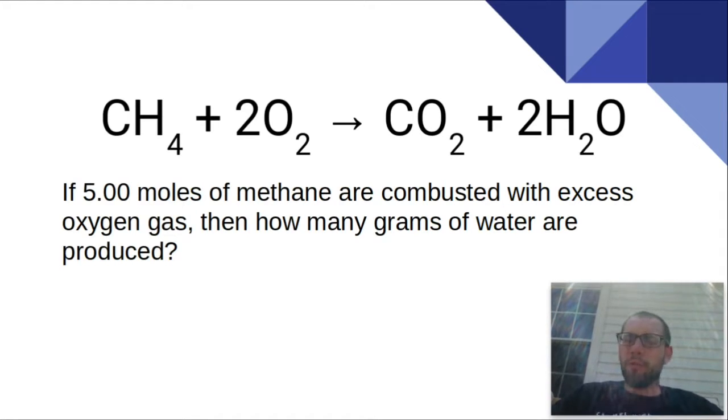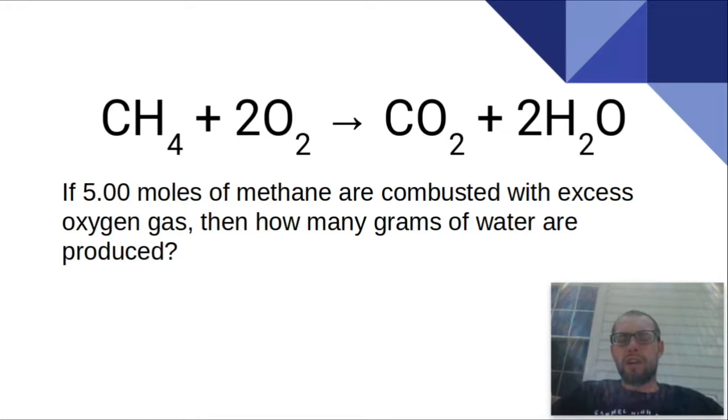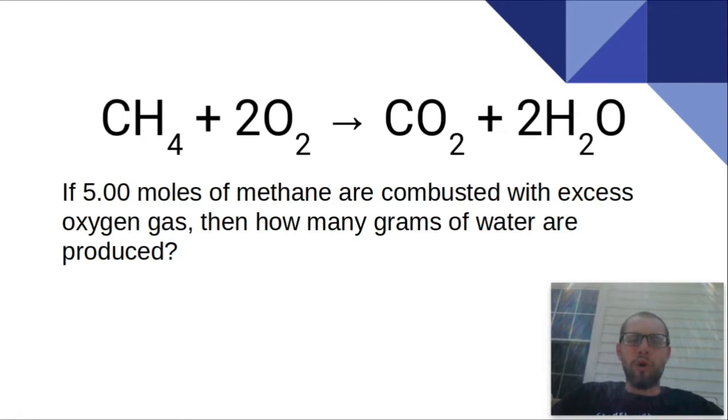I would use my mole bridge here. This reaction is already balanced for me. So the ratio, the mole bridge, is 1 to 2. If 1 mole of methane goes in, 2 moles of water come out. So if 5 moles of methane go in, 10 moles of water come out. The ratio stays the same. That mole bridge will stay the same, even if the number is actually changing. So 5 moles go in, 10 moles of water come out.